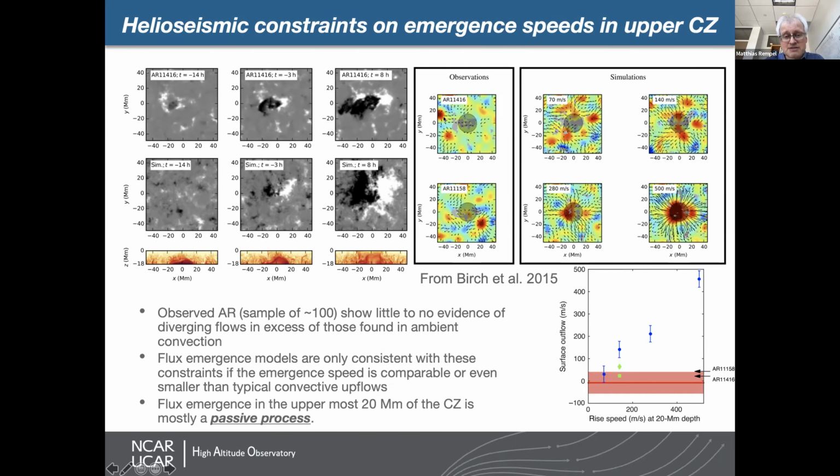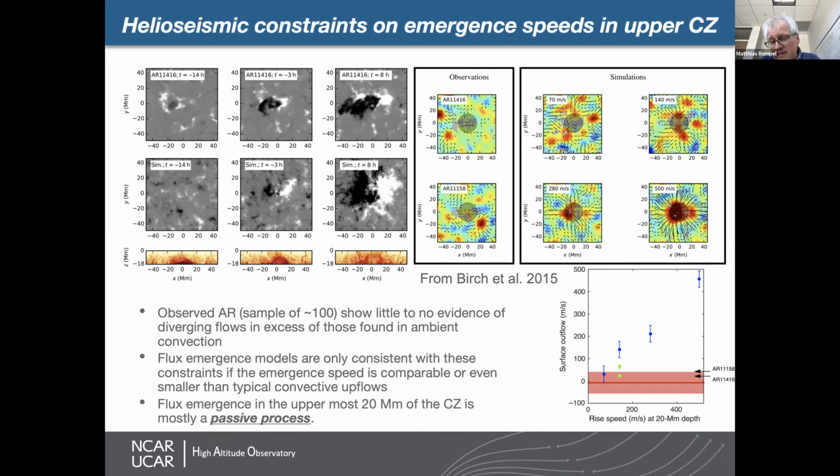Pretty much the flows you see around here are mostly supergranular flows, with no strong evidence of flux emergence. So just by that, we know that these more active flux emergence flows are not happening on the Sun. There might be a few examples where this is happening, but on average, these active regions don't show it.